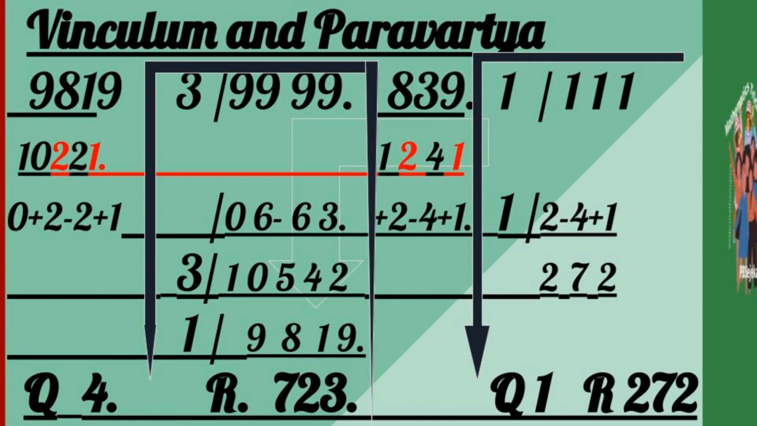Now for dividing, because there are 3 digits here, we will group it as 1 and a gap and 111. Now bring down the 1 to the quotient side. 1 into 241 gives 241, which is written below the 111 on the remainder side. So quotient is 1 and the remainder is 272.